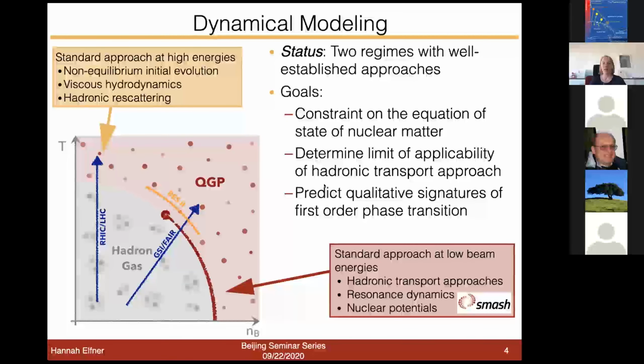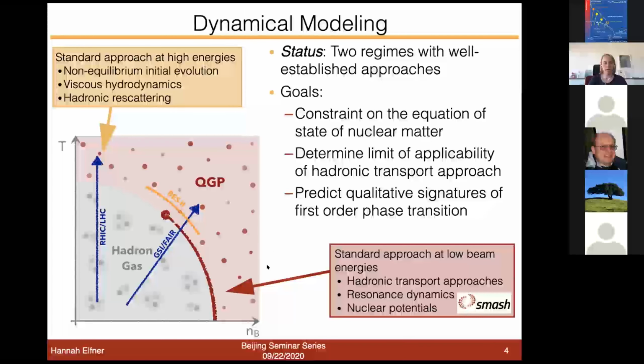But also one of the ideas in developing a new transport approach, and here again the name SMASH appears already, so this is a hadronic transport approach that we developed in the last few years, is to see where this is still valid and where a description in terms of hadrons is still okay, and at which stage we are moving into a different state of matter and where we have to have the quark and gluon degrees of freedom.